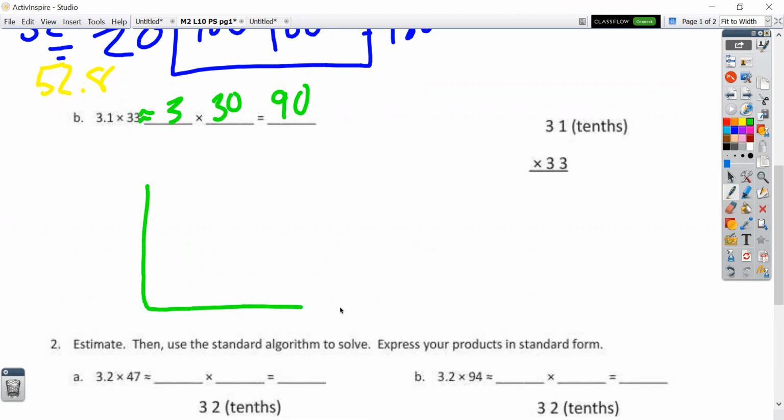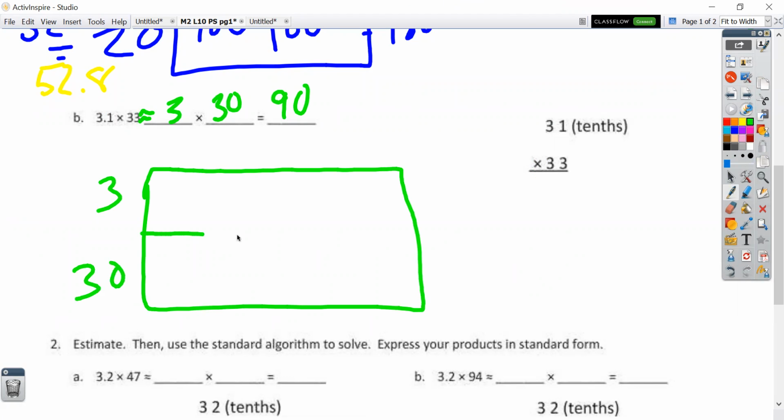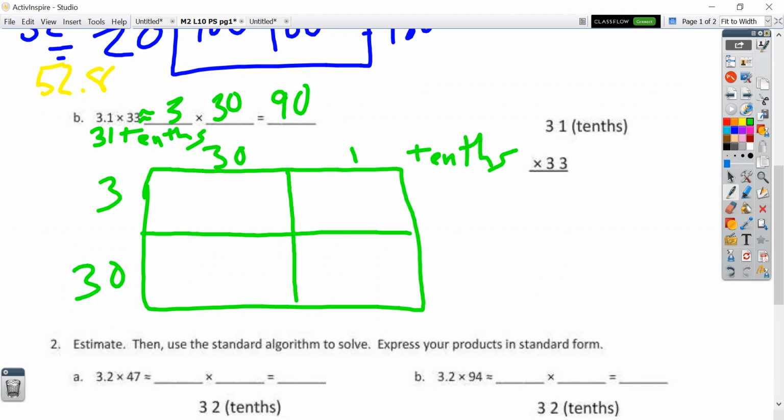Okay, let me help you set up the area model. We're going to do 3 and 30 over here for 33. And then we've got to convert the 3.1 as 31 tenths, right? So it's going to be 30 plus 1, and then we're talking about tenths. Okay, I'd like you to solve for the area model and then try your best on the standard algorithm. So you're going to pause me, try your best on your area model, see how you do on the standard algorithm, and then resume me to check your work.